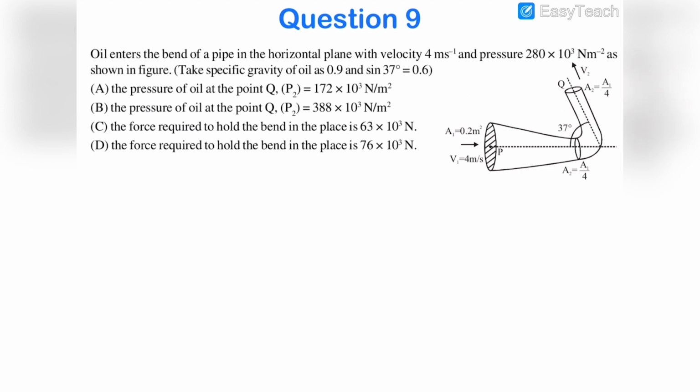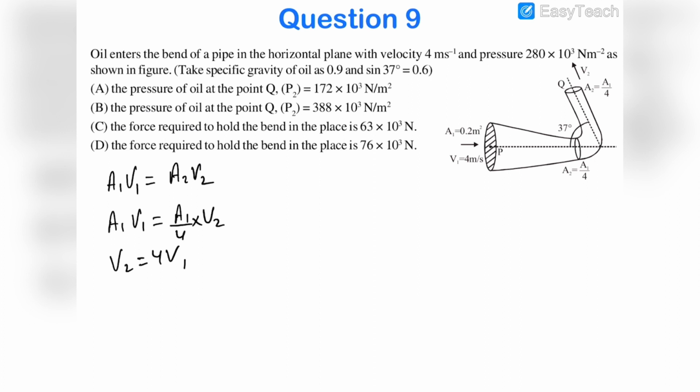So we can easily see that we have to apply first of all the continuity equation to find out the value of V2. So we can say that A1 V1 is equal to A2 V2, and A2 is equal to A1 by 4. So this is A1 V1 is equal to A1 by 4 into V2. So V2 is equal to 4 V1, and therefore V2 is equal to 16. Now we can apply the Bernoulli theorem between these 2 points 1 and 2.